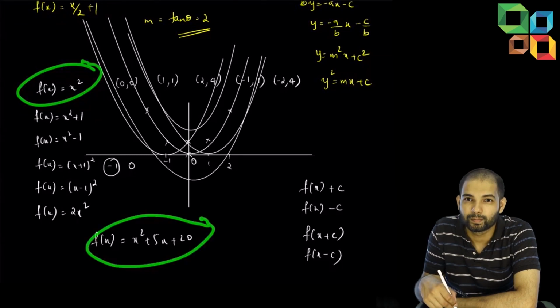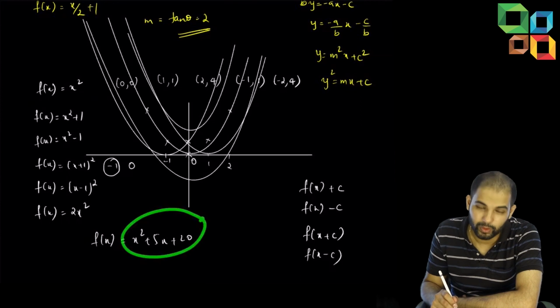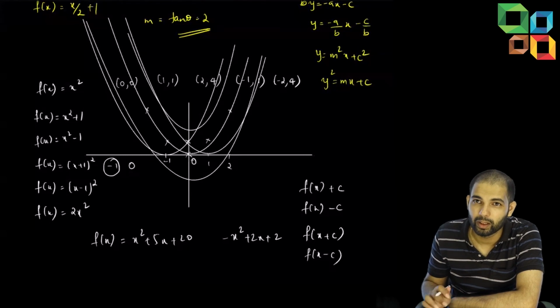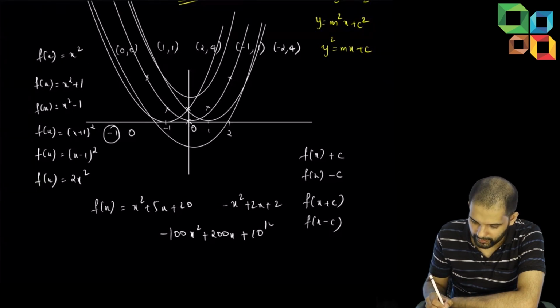Yeah, it's a parabola. Okay. So when do we get a parabola? That's my next question. When the equation is quadratic, do we always get a parabola? Any quadratic equation given. So suppose I have minus x square plus 2x plus 2, even this is a parabola. Or if I have, say, minus 100 x square plus 200x plus 10 power 10, even this is a parabola.